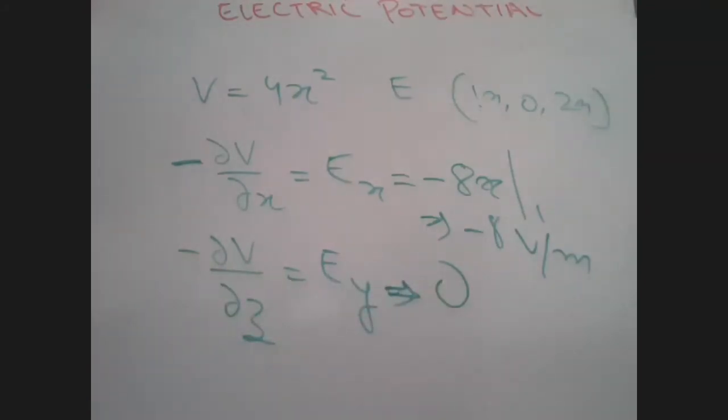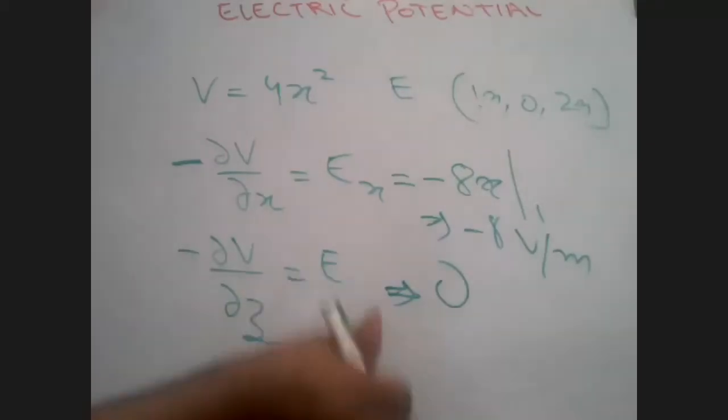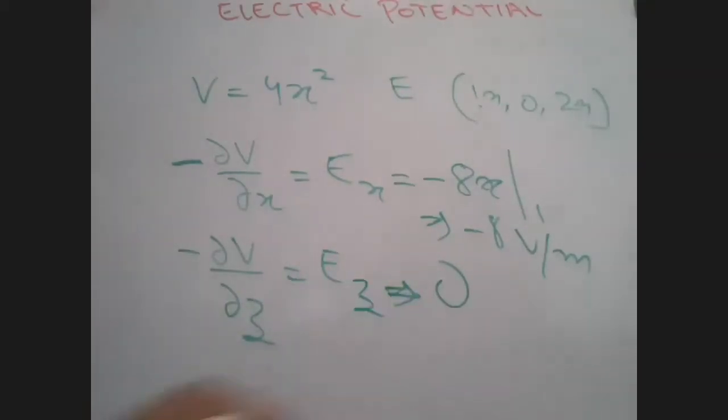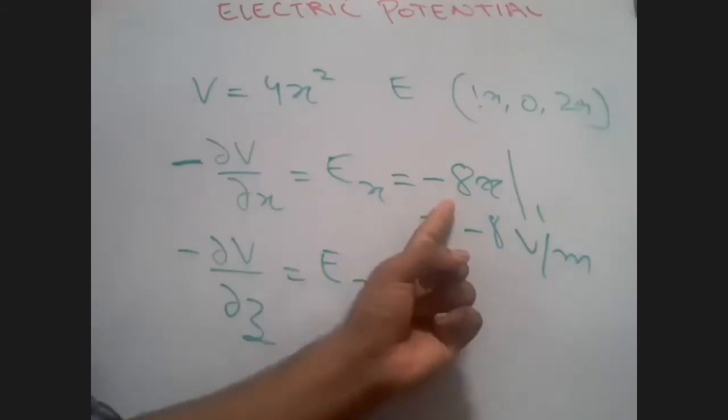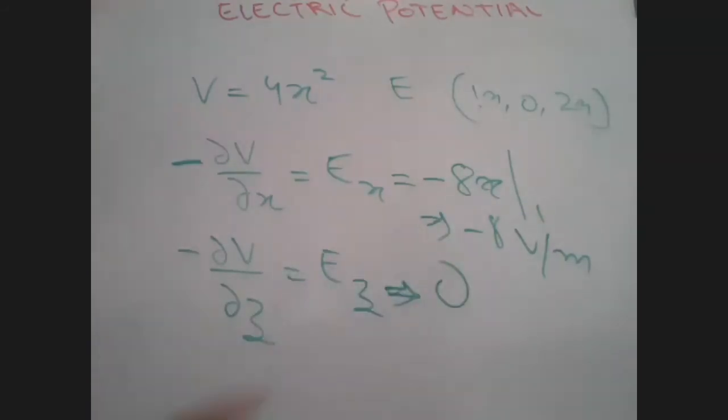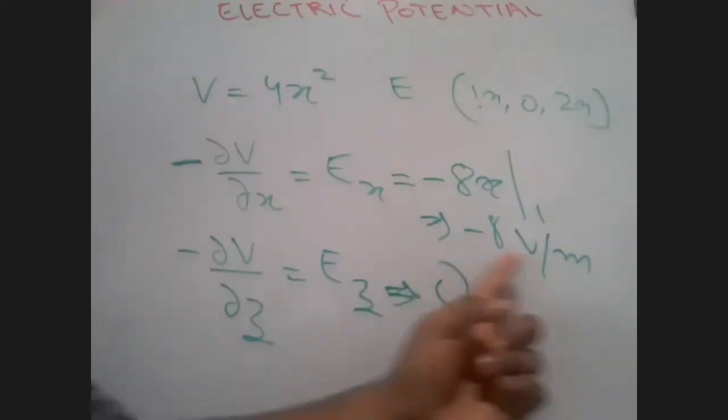So if I have told you to find out the electric field intensity at all these coordinates, and I'm giving you a potential of 4x square, it's basically only going to be along the x-axis. And if you see over here, it is minus 8 volts per meter.